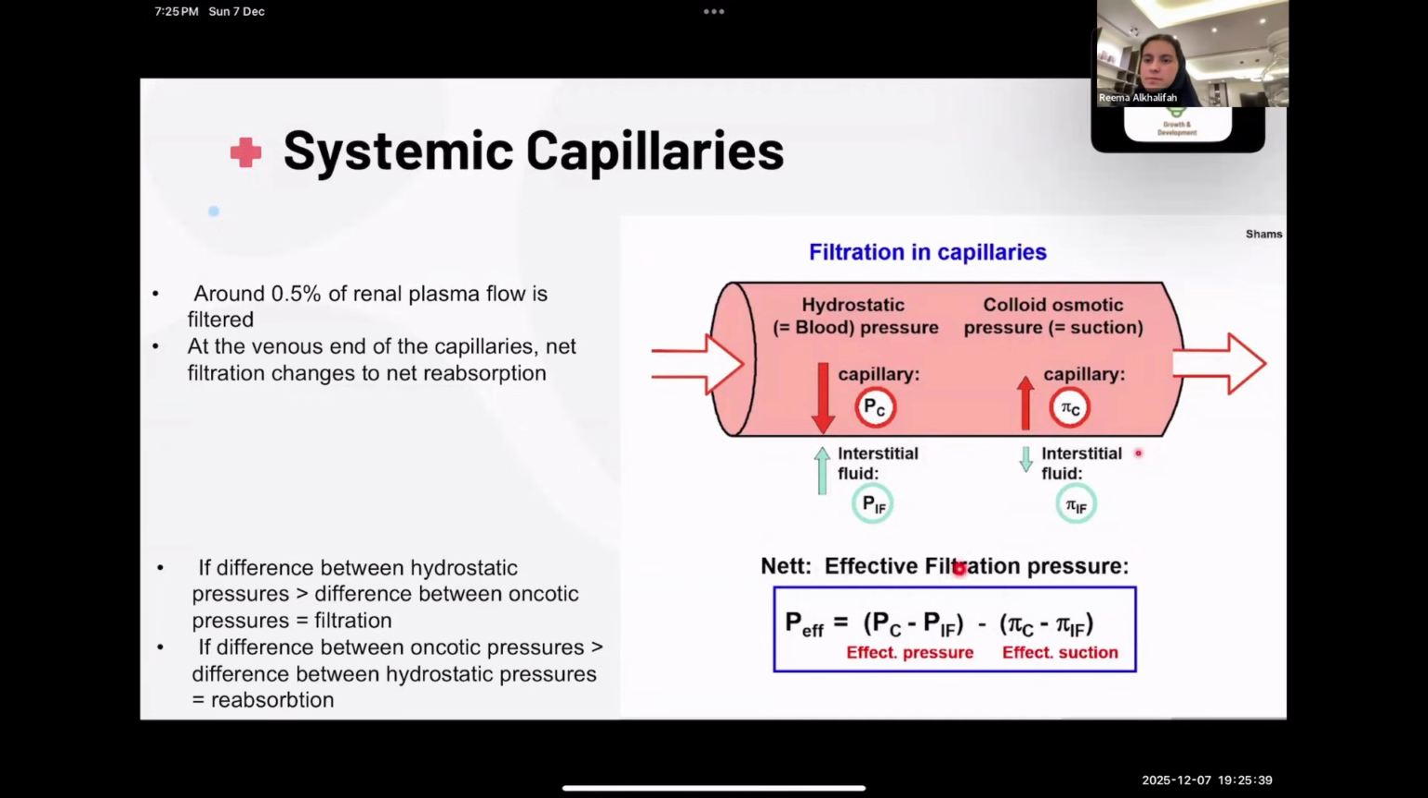Now, this is the equation. As you can see, the difference between the hydrostatic pressure minus the difference between the oncotic pressures. So, when the difference between the oncotic pressures is higher than the difference between the hydrostatic pressures, this is where reabsorption is favored. When the difference in hydrostatic pressures is more than the oncotic difference, it's going to filter the fluid. So the arterial end of the capillary is going to go through filtration, while the venous end is going to go through reabsorption. Okay? I put all of these in words to read them over.